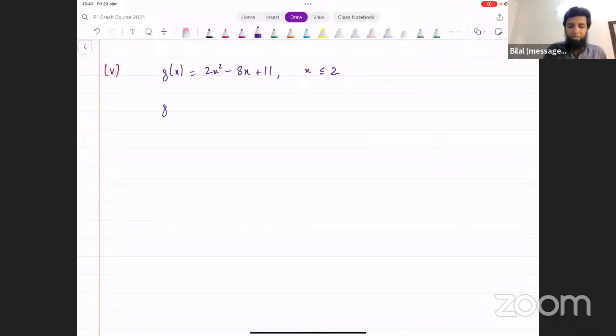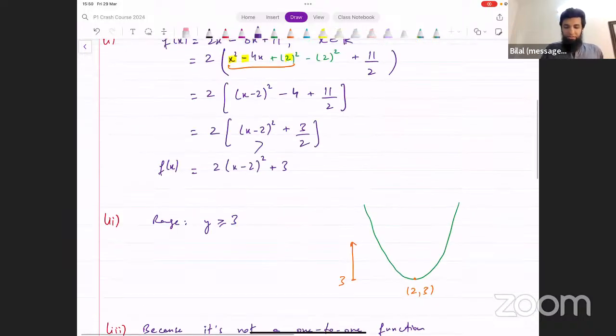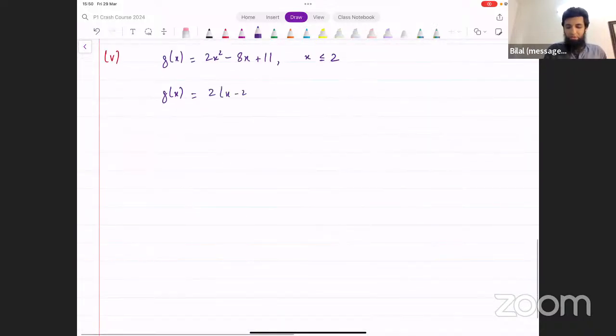You first have to complete the square. Now, they have made us complete the square of this expression already in the first part. And that's this, 2 into x minus 2 whole squared plus 3. Let's just use that. Now, let y equal f of x, or sorry, g of x. What does this become? Y equals 2 into x minus 2 whole squared plus 3.